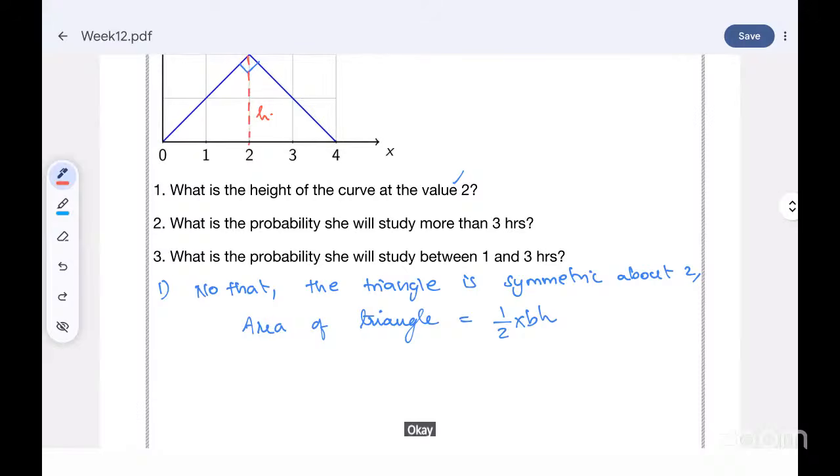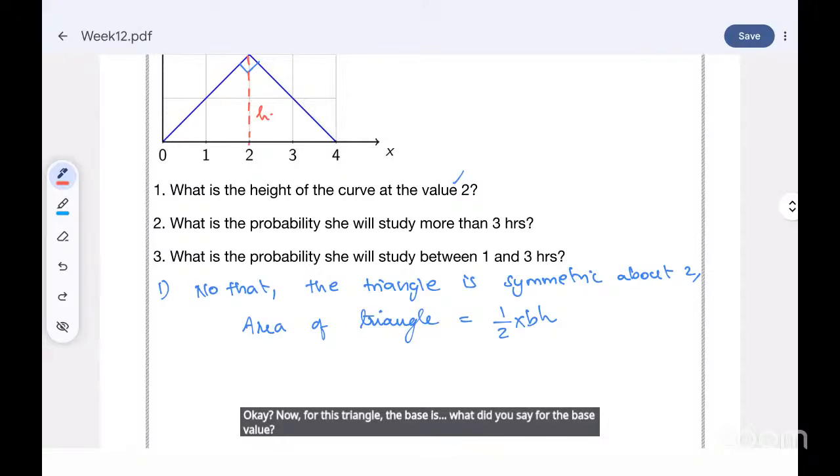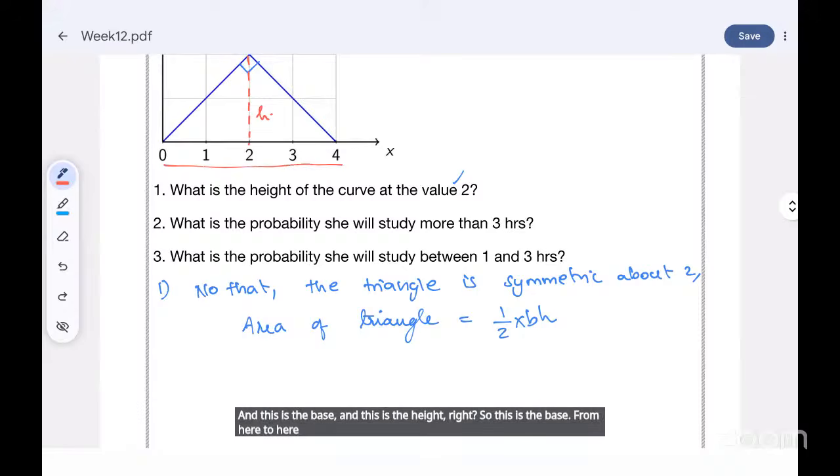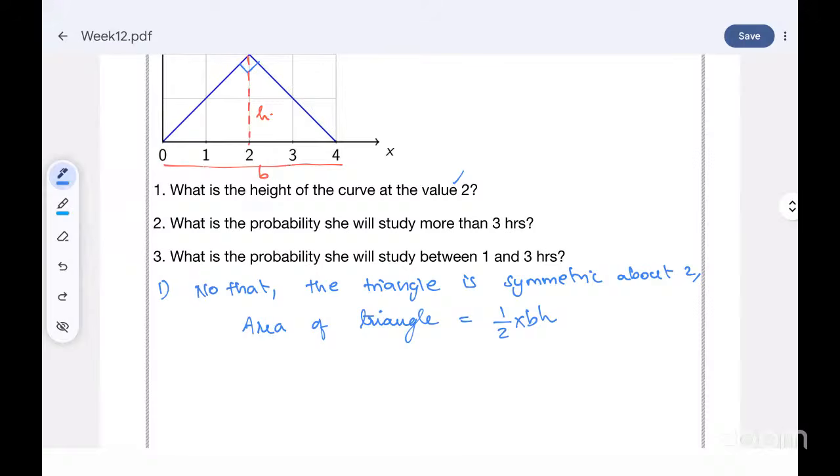Now for this triangle, what did you say for the base value? 2. Why is it 2? Then 4. For the entire triangle, the base is 4, right? Base is 4. So this is the entire triangle, and this is the base, and this is the height, right? From here to here is the base. So in that case, you have half, your base is 4, and you don't know the height.